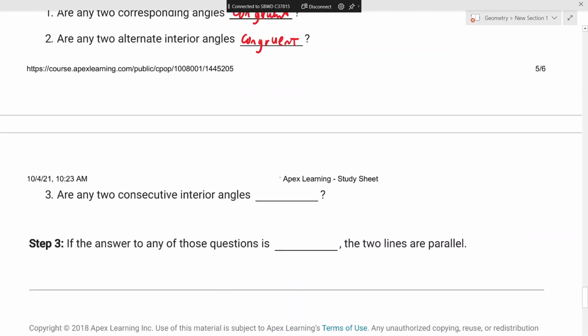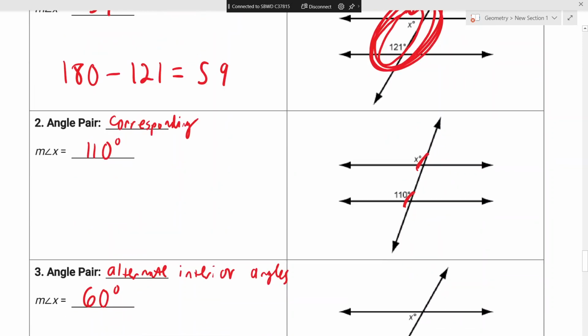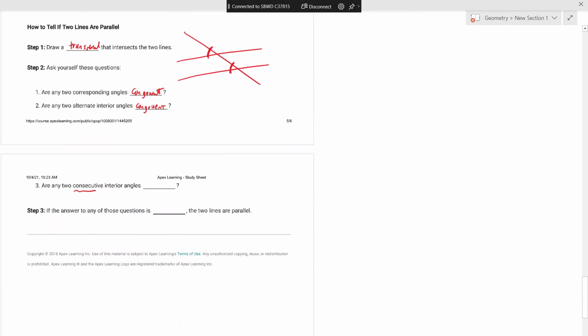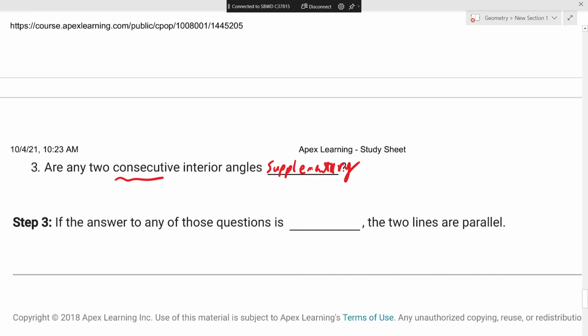And this, the same side interior, the consecutive interior, remember those? They weren't the same. What do the consecutive ones have to do? How much do they add up to? The consecutive interior angles have to add up to 180 degrees if the lines are parallel, okay? There's a word for that. It's called supplementary. So if any one of those is true, then the lines are parallel.